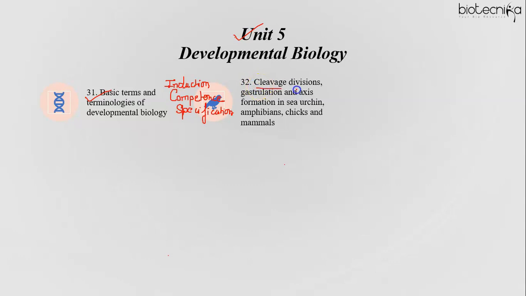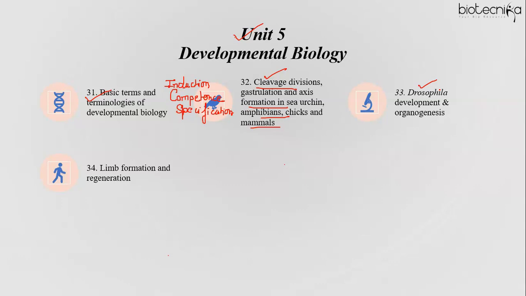Then cleavage divisions, gastrulation and axis formation in sea urchin, amphibians, chicks and mammals is another important topic. Cleavage patterns are important because in the question paper, direct questions are usually asked from this topic. Direct questions that are conceptual and easy to answer are often asked from here. The next topic is Drosophila development and organogenesis. Drosophila early development and genes involved, like zygotic and maternal effect genes, questions are often asked from here.